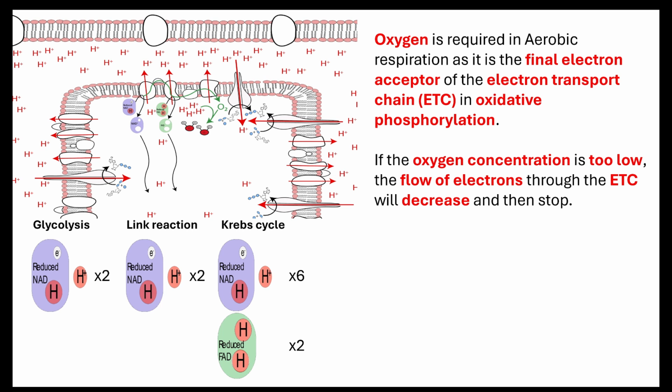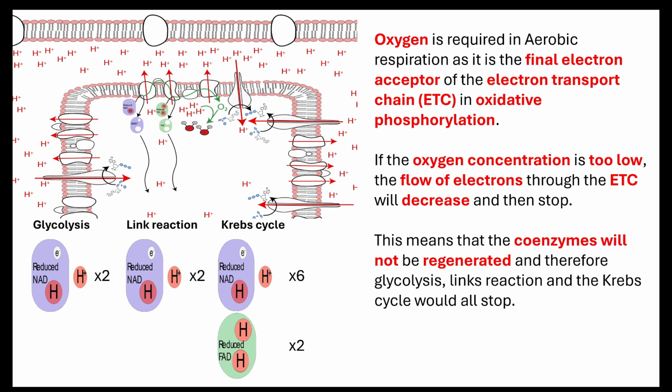Now, if the electrons aren't moving through the electron transport chain because there's no oxygen to be that final electron acceptor, what that's going to mean is that our coenzymes will not be able to be regenerated. So we have reduced NAD from glycolysis, reduced NAD from the Link reaction, reduced NAD and reduced FAD from the Krebs cycle. So if these coenzymes are not able to be regenerated back to their oxidised state, then glycolysis, the Link reaction, and the Krebs cycle will actually stop.